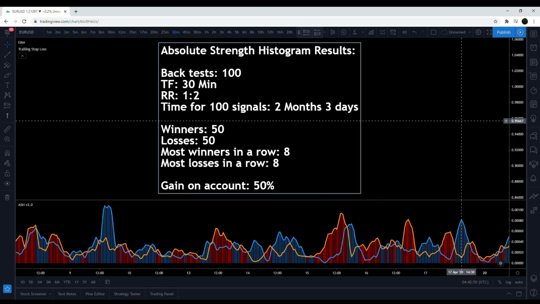All right, the results are in after 100 back tests with the absolute strength histogram using a super simple strategy, and the results were extremely good. So on the 30-minute time frame using a 1-to-2 risk reward ratio, it only took 2 months and 3 days to find the 100 signals, and there were 50 winners and 50 losses, giving it a 50% win rate. The most losses in a row was 8, and the most winners in a row was also 8. The gain on the account, 50%.